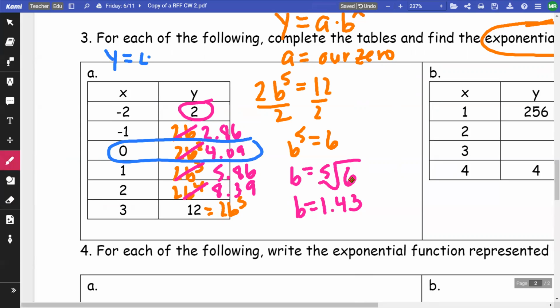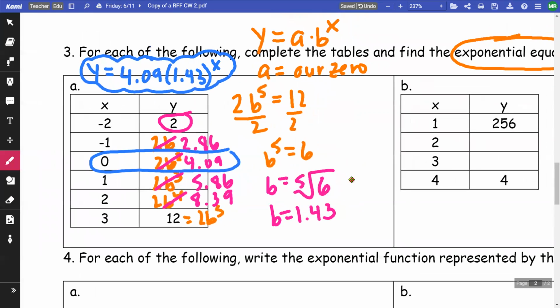It's an approximation, but I'll keep it in that form. So y is equal to about 4.09 times 1.43 raised to the power x. Okay, and again, this is an approximation. If I put this exactly in, it's not going to get exactly 12, but we're trying to get the best answer we can out of our choices. Okay.